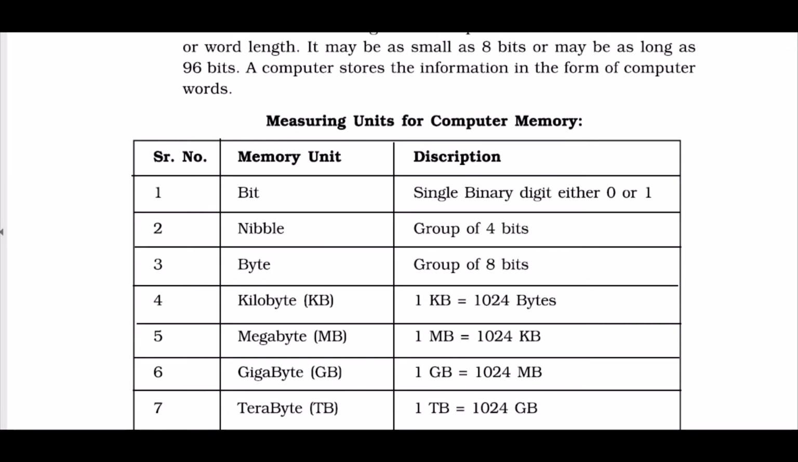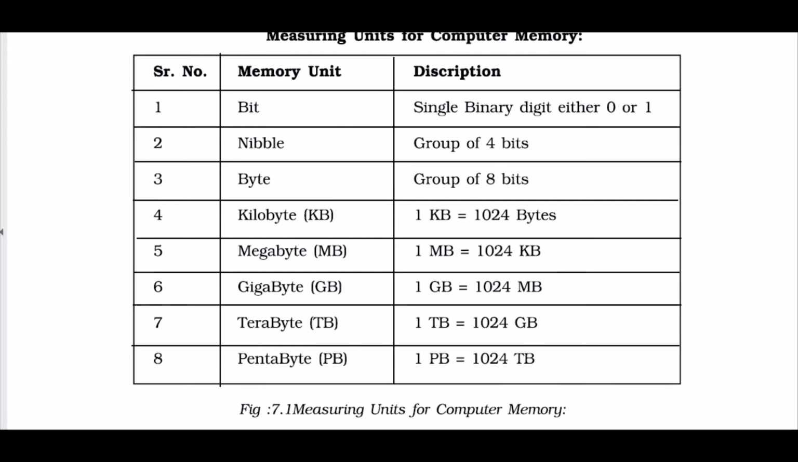Measuring units of computer memory. Bit, single digit binary 0 and 1, nibble 4 bits, byte 8 bits, then kilobytes, KB. 1 kilobyte is equal to 1024 bytes. Always remember, it's not 1000 as in normal SI units. 1 kilobyte is equal to 1024 bytes. Similarly, 1 MB or 1 megabyte is 1024 kilobytes. Then we have gigabytes, terabytes and petabytes.